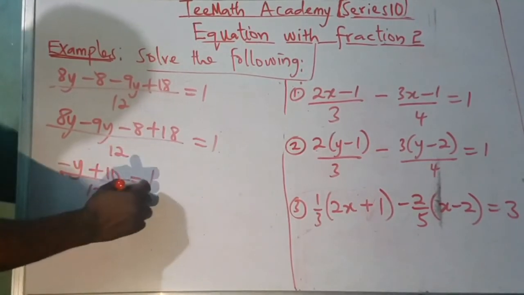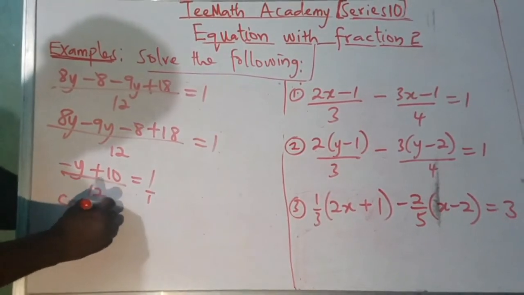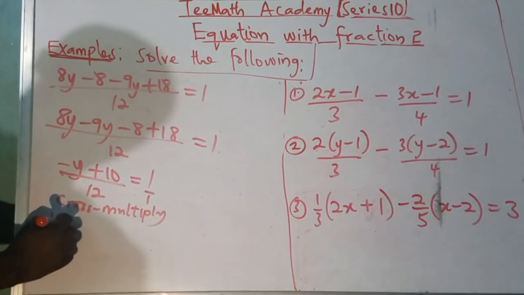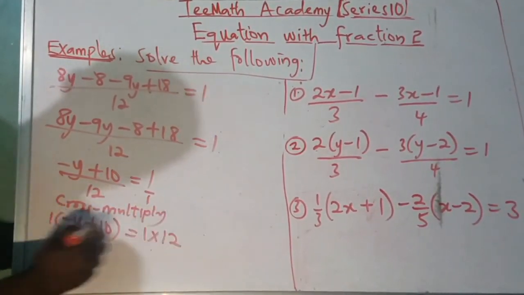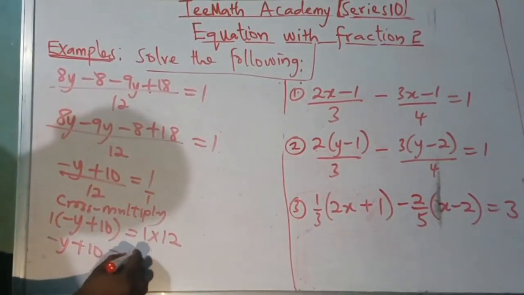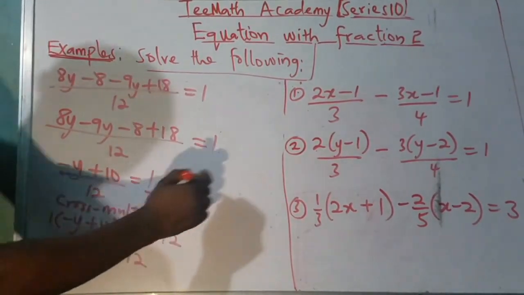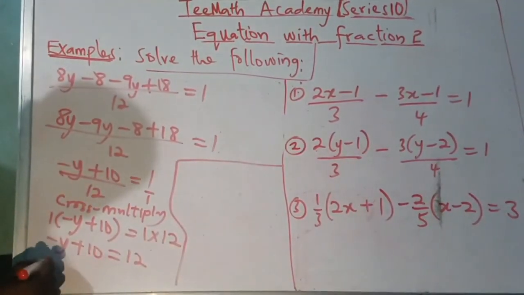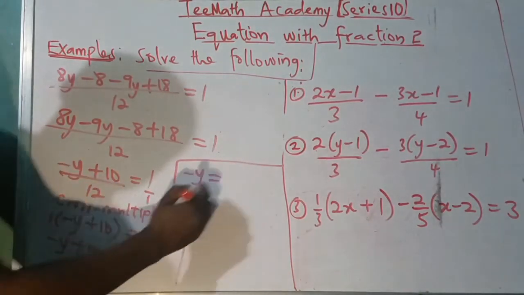So this is where you cross multiply. So that will be 1 times minus y plus 10 equals to 1 times 12. So this will be 1, it will give you back minus y plus 10 equals to 12. So from here we collect the like terms. So that will be, let me just do it here, pardon me. So that will be minus y equals to this one now, 12.